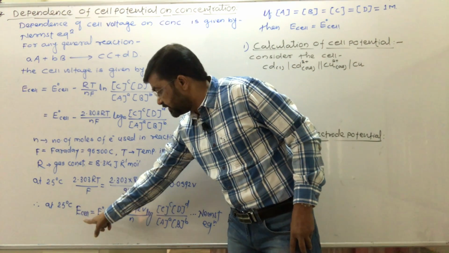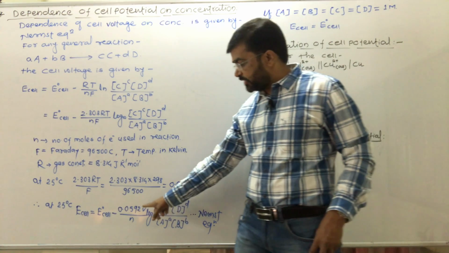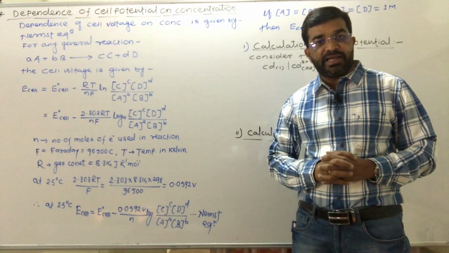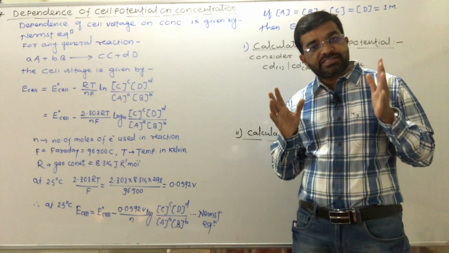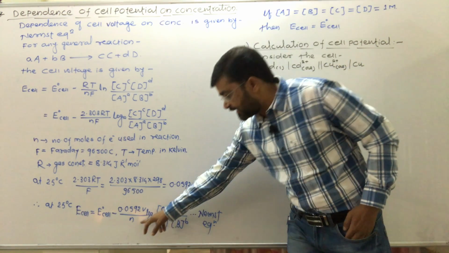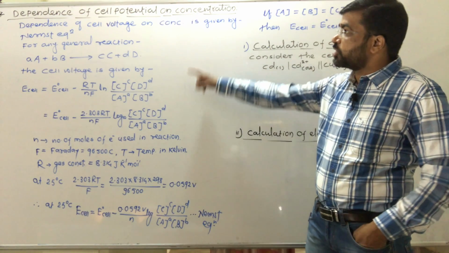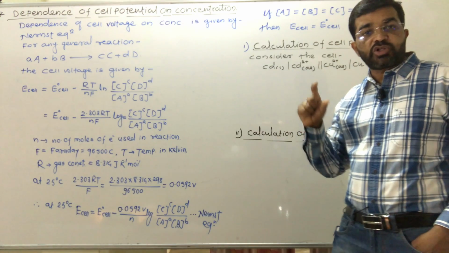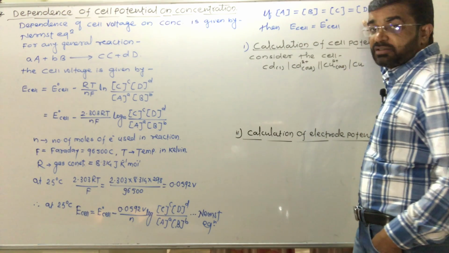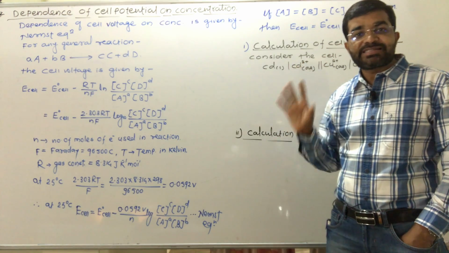Therefore, at 25 degrees Celsius, the cell potential is equal to the standard cell potential of that cell minus 0.0592 upon n, where n is the number of electrons used in the overall reaction. This number of electrons changes with the change in cell reactions. Then comes log of the product of the concentrations of products upon the product of the concentrations of reactants. Now if the concentrations of A, B, C and D are all equal to 1 molar, then the cell potential is equal to the standard cell potential.